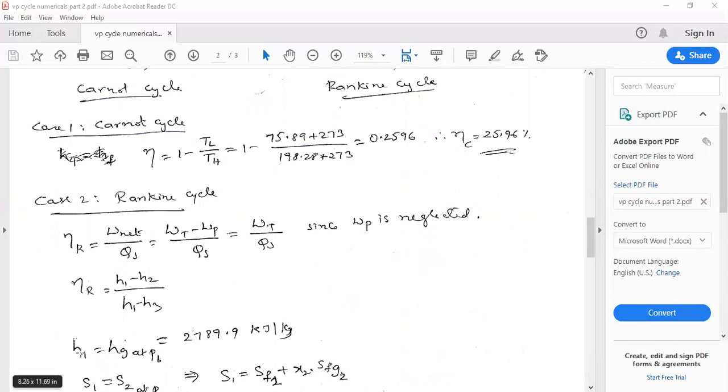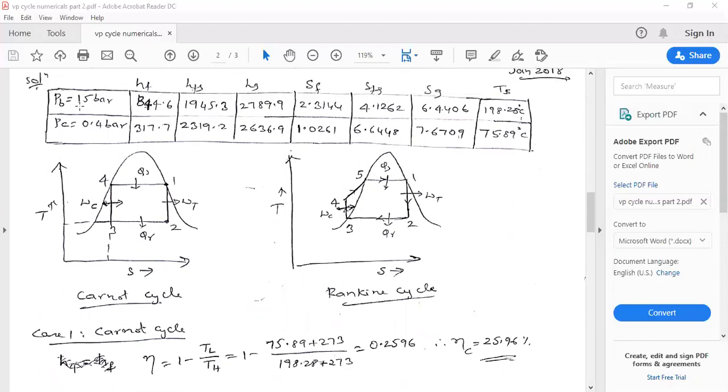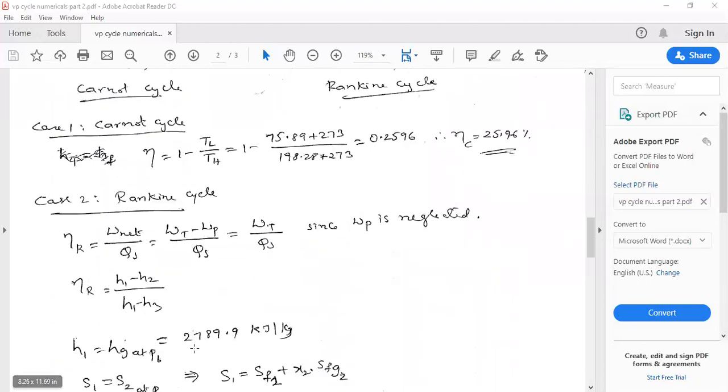So where is the H1 point? H1 point is lying on the dry saturated vapor line. So directly for the boiler pressure, the dry saturated Hg value. So for the boiler pressure, what is the Hg value? 2791, sorry, 2789.9. This is the point where the steam is entering the turbine, that is the point number 1. So you get the value of H1 directly, 2789.9.